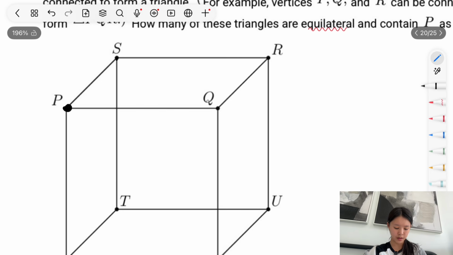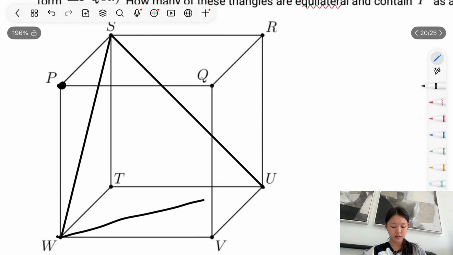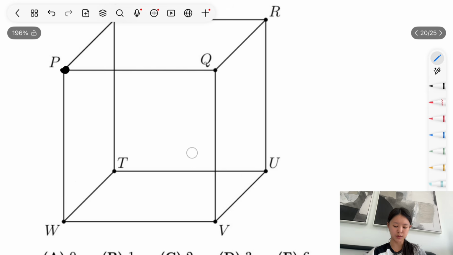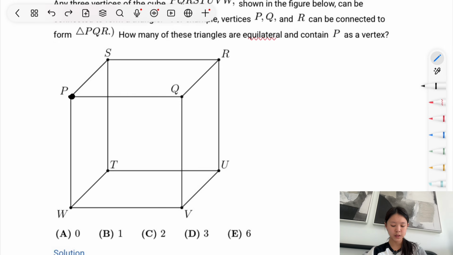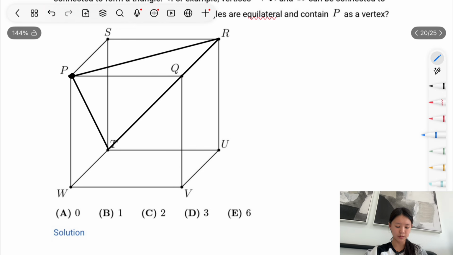So for example, you could have a triangle from here and from here and finally from here, and that would be an equilateral triangle. But we want all of our triangles to be connected to the vertex P. So instead we would have a triangle that would reach from here, and that would connect with P while still being equilateral. So the same thing, we just continue to draw these triangles.